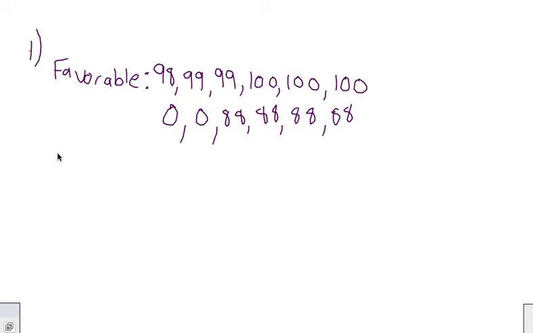Okay, so those 2 data sets are examples of things that are favorable to her. These 0s do not affect her grade. Okay, so then unfavorable is really just going to flip-flop things a little bit.